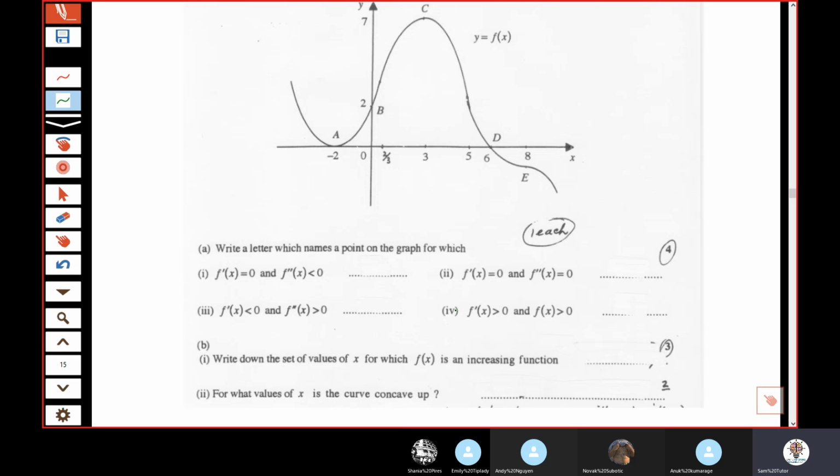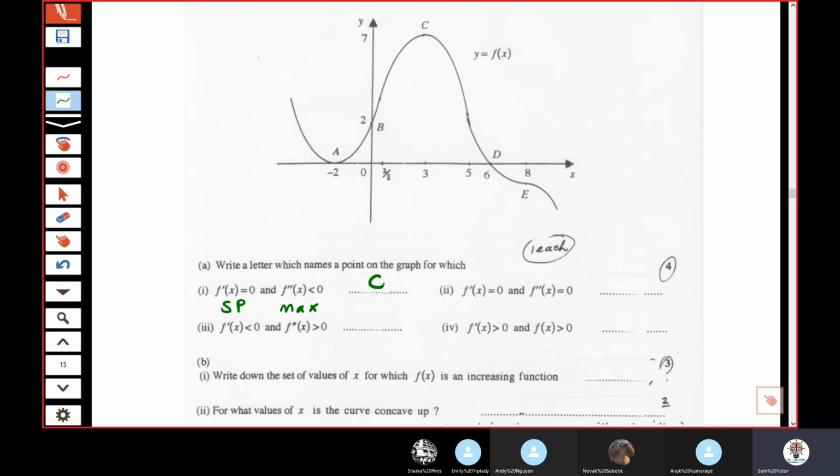Okay, let's have a look at it together. Y dash equals 0, that means stationary point. Y double dash less than 0 means max. Where do we have a maximum stationary point again? I think that is C.